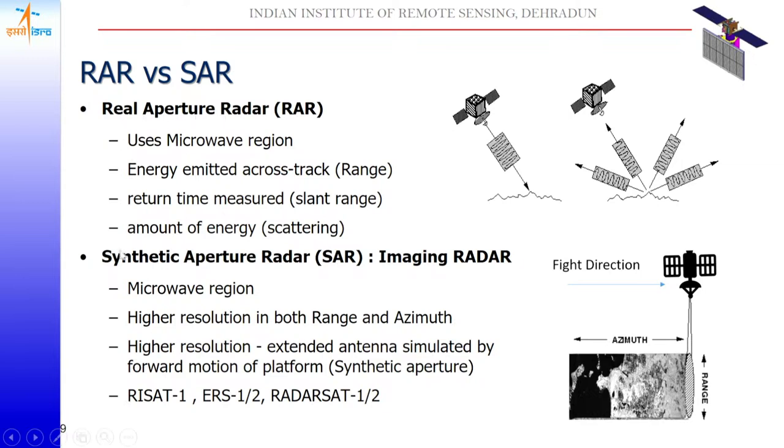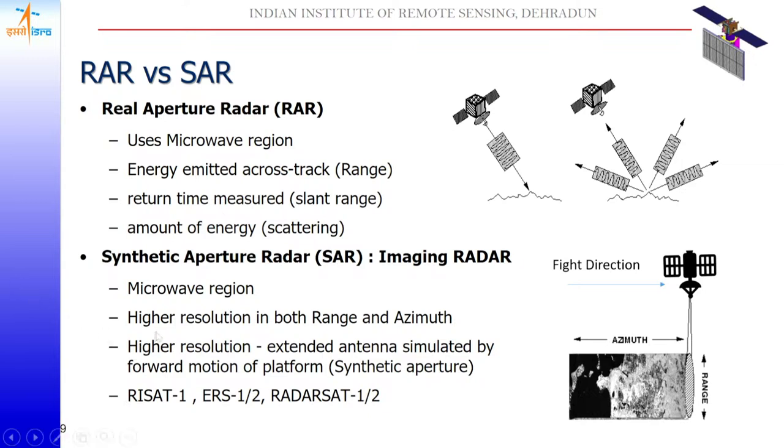But if we use the synthetic aperture radar, which is called SAR, that is an imaging radar. Normally the real aperture radar is non-imaging, but with the concept of the synthetic aperture, we can get images out of SAR, because in remote sensing we use the images for our interpretation and different applications. So for images we have to use the synthetic aperture radar.